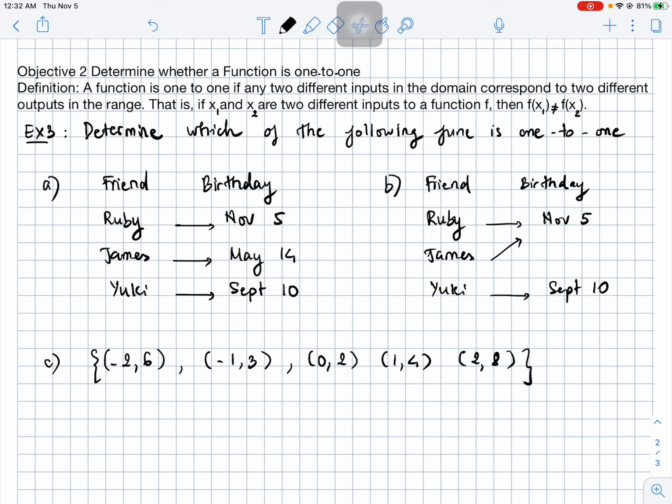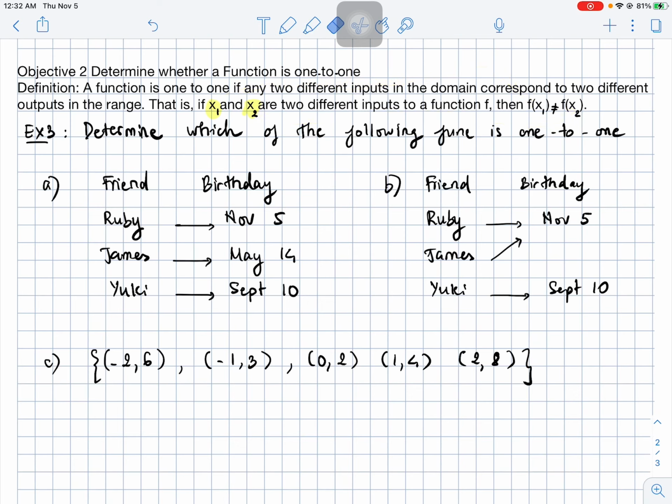From this definition, what it means is very simple. You have two inputs, let's say x1 and x2, and they are different. Then when you input them into the function f, the x1 input gives output f of x1, and the x2 input gives output f of x2. Because x1 and x2 are different, f of x1 and f of x2 are also different. If this situation happens, then we say the function is one-to-one.